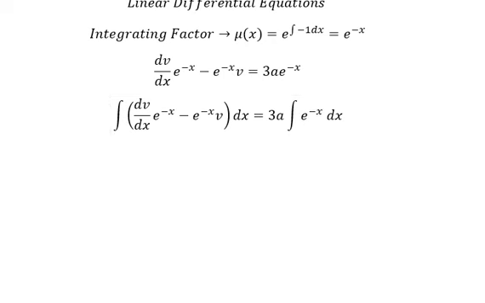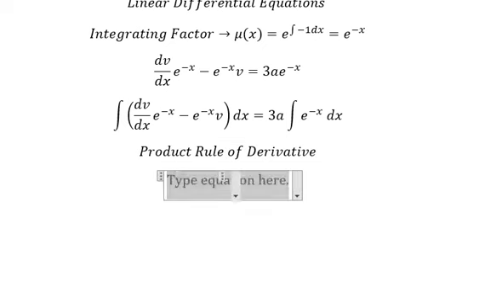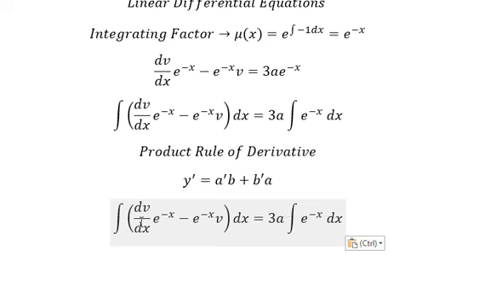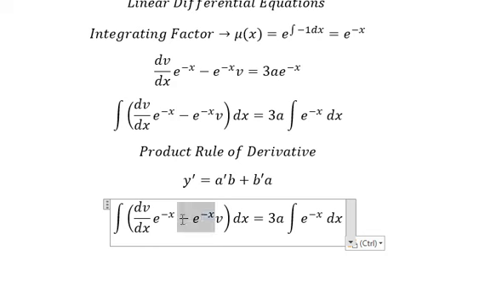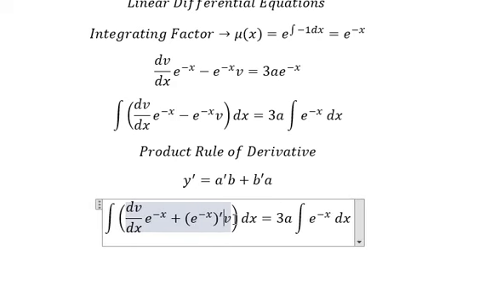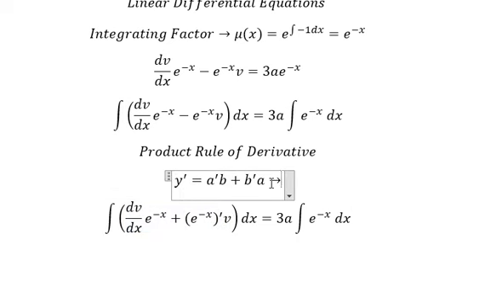Next, we can use the product rule of derivative. So we have first derivative of y equals to first derivative of a multiplied by b plus first derivative of b multiplied by a. So if we look carefully, this one we have first derivative of a multiplied by b. This one that is about first derivative of b multiplied by a. So the integration of this one, we have y equals to ab.